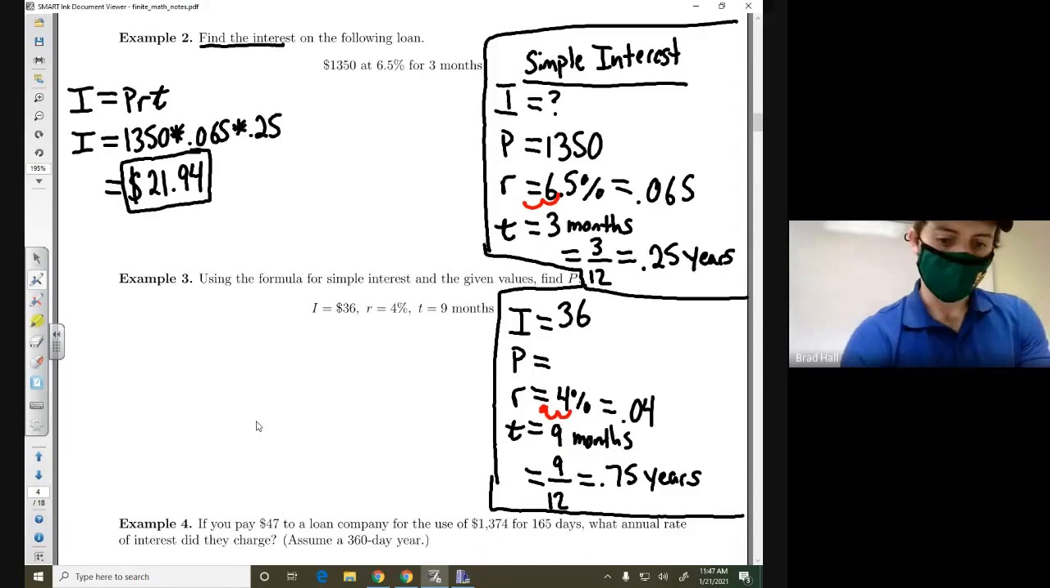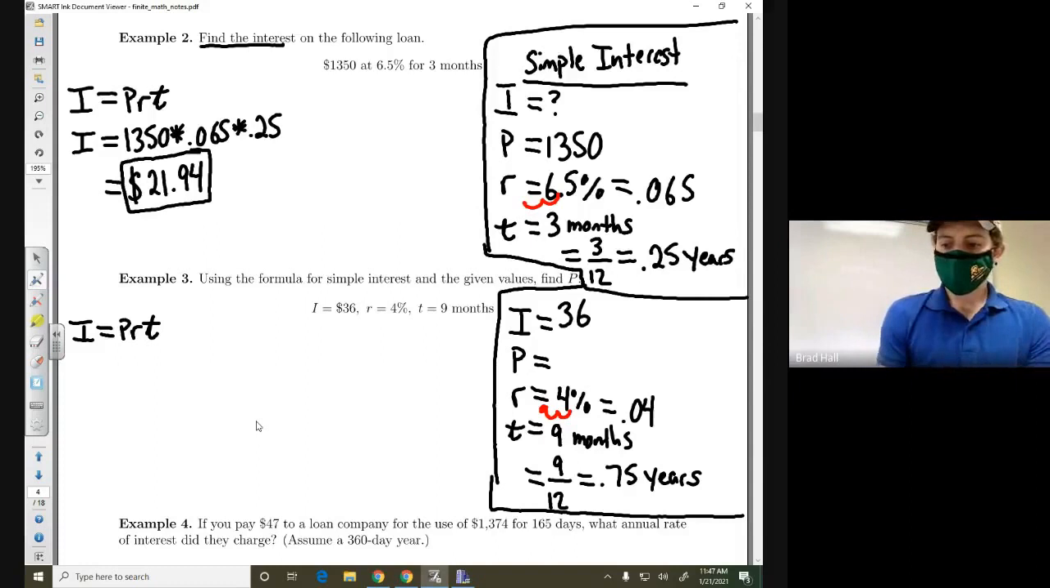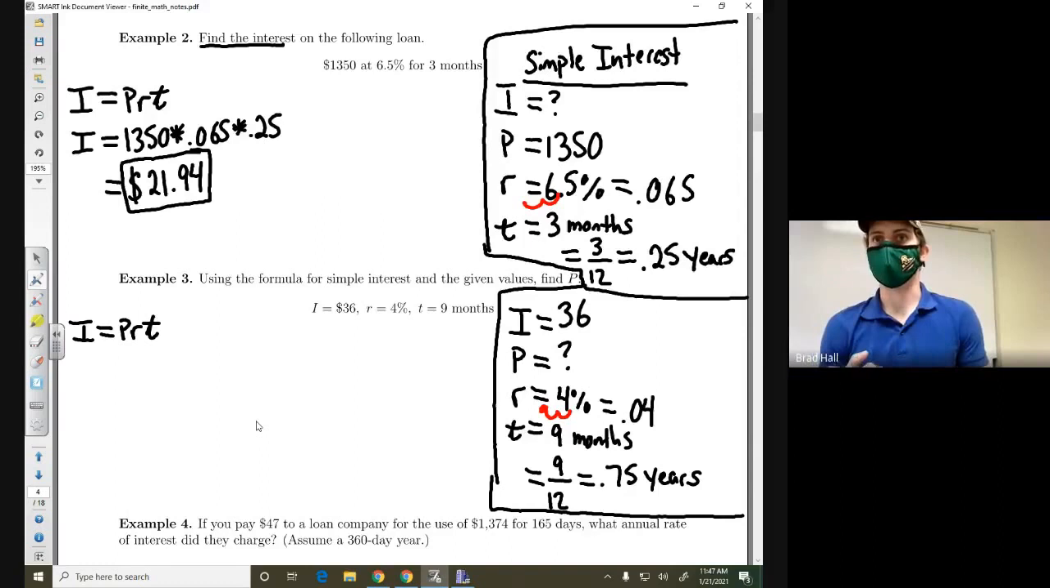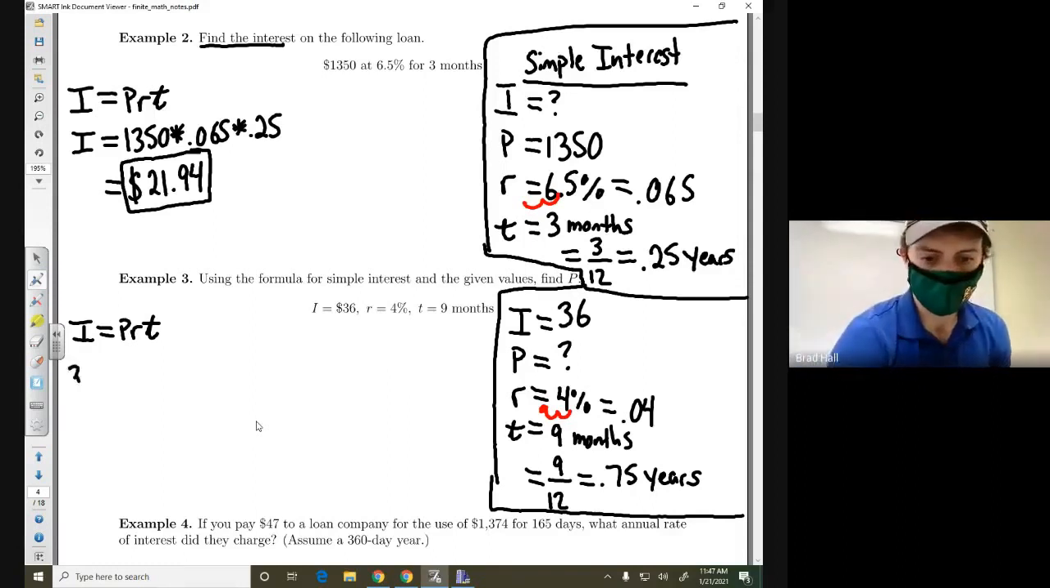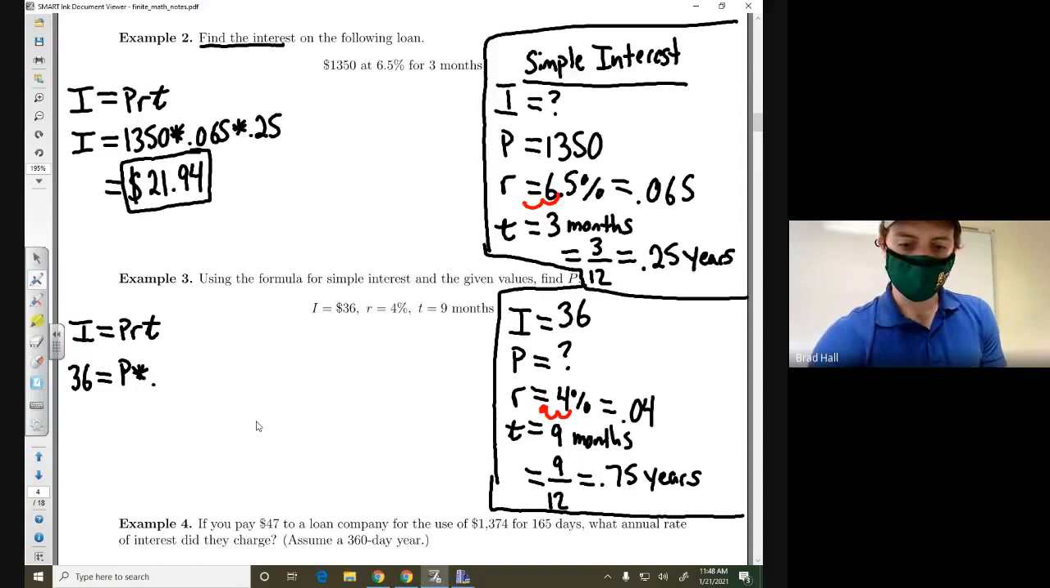So from there, we go straight to our formula. And now we can just plug everything in after we've converted. Notice the P is unknown, so not the I anymore. We know what the fee is, and now we need to figure out the original value. The I is 36. The P is unknown. If it were known, we would have a number for it. The R value is 0.04, and the time is 0.75.